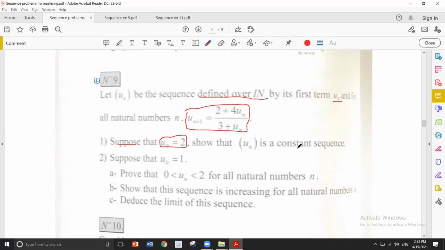Constant is not variable. Did I not tell you what u zero is in this part? Two. U zero equals two. We are going to prove that every term of this sequence is equal to two. Since u zero equals two, we have to prove that every term of the sequence is equal to two. How to prove that every term of this sequence is equal to two? What do we do? By induction.